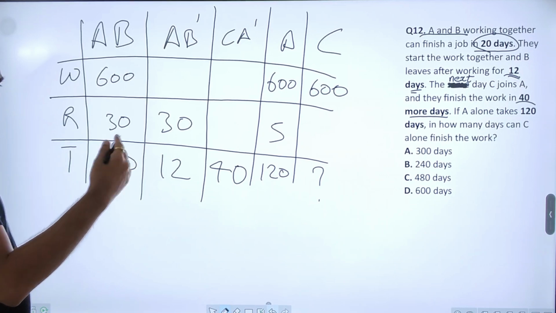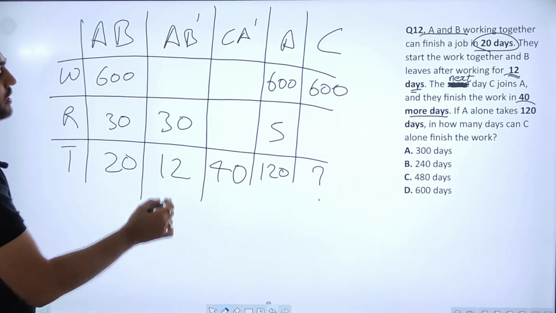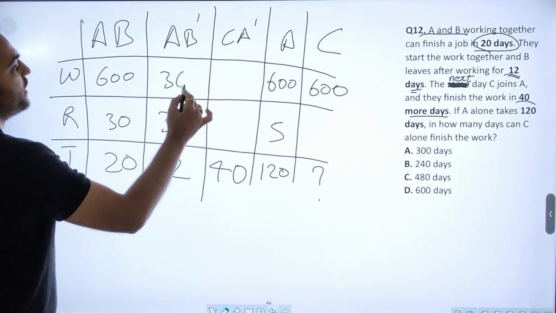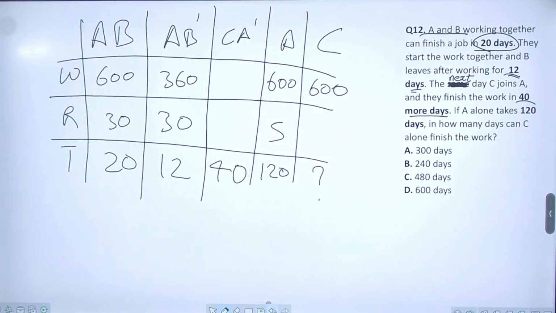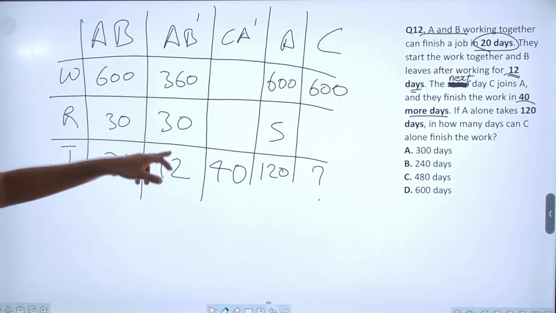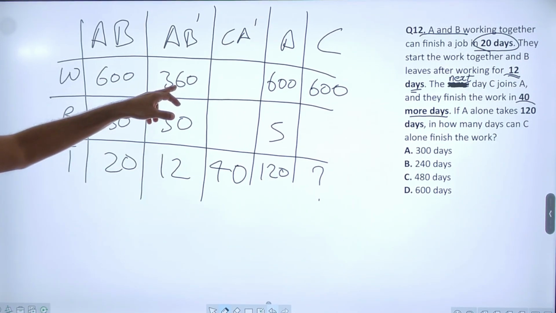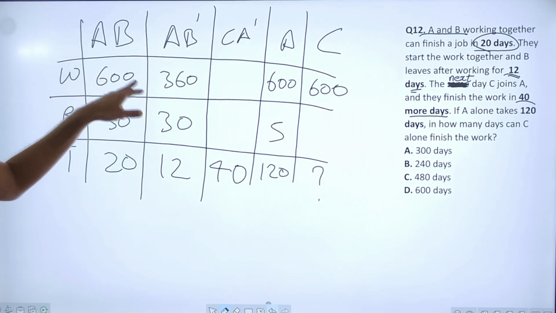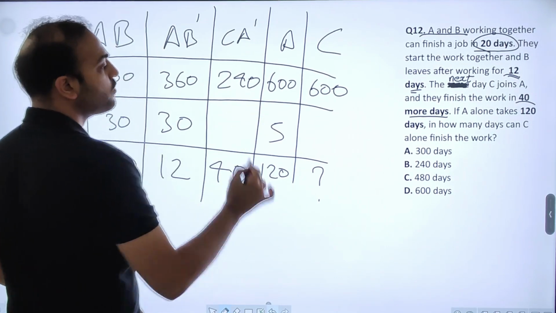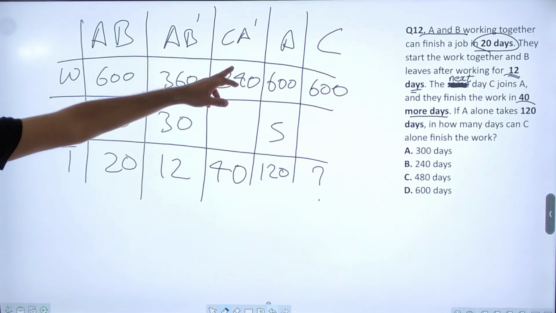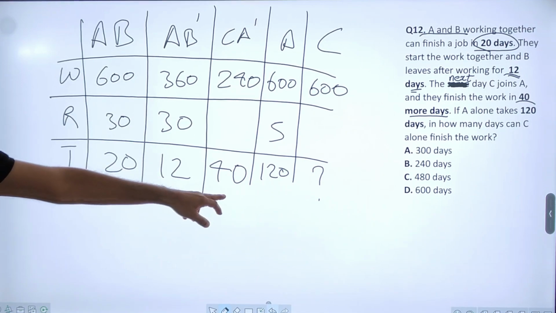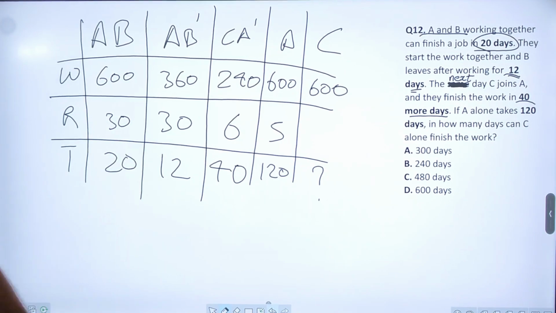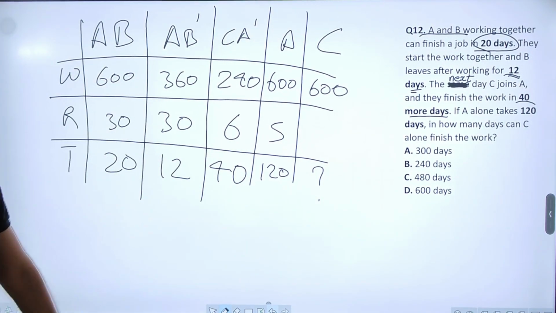Next step, let's try and fill the table. A and B, the rate is 30, time is 12. So together they will do 360 units, 30 per day for 12 days. Which means C and A are supposed to do the remaining 240 units, and to do these 240 units they are taking 40 days. So combined rate is 240 by 40, which is 6.